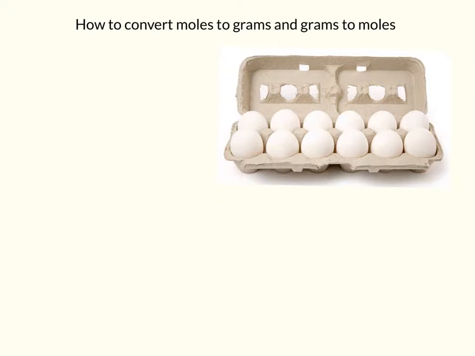So if I said to you, give me a dozen eggs, you would run to the store and get me 12 eggs. You wouldn't have to think about it. If a chemist says to you, get me a mole of something, they are talking about a large number of those things. And that number happens to be 6.02 times 10 to the 23rd. That number is called Avogadro's number.